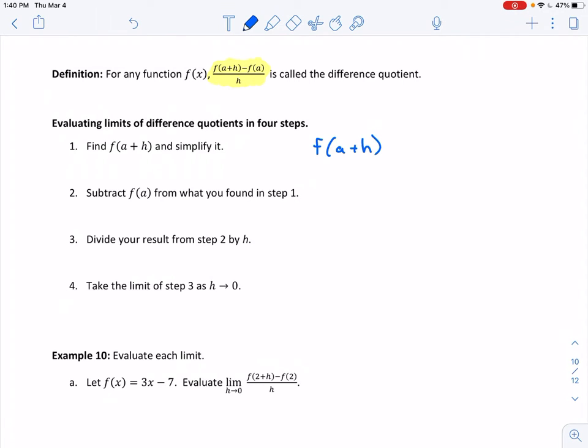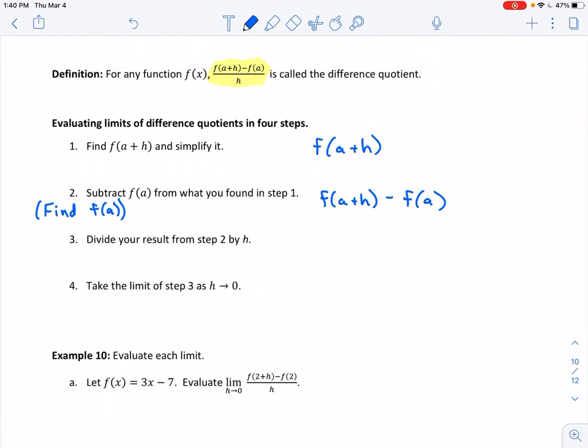And once you've simplified it to the point where there's nothing more you can do, we'll move on to step number 2. Actually, I'll add in one extra step. I'm going to say find f of a first, and then once you have that, subtract f of a from what you found in step 1. So I'm going to take what I found in step 1, which is f of a plus h, and subtract f of a. And if you'll notice, that's what I have right here in the numerator of my difference quotient.